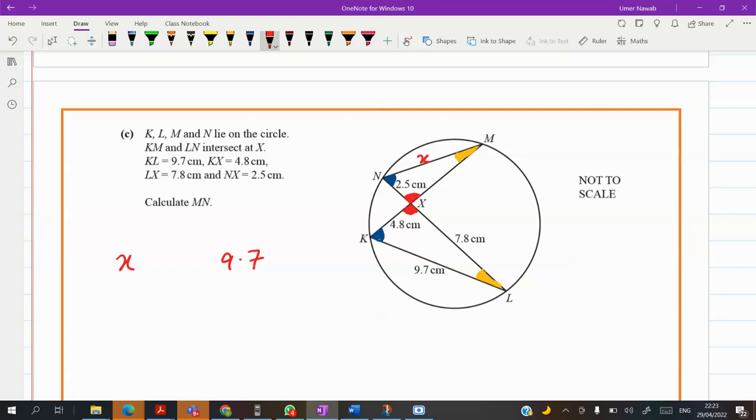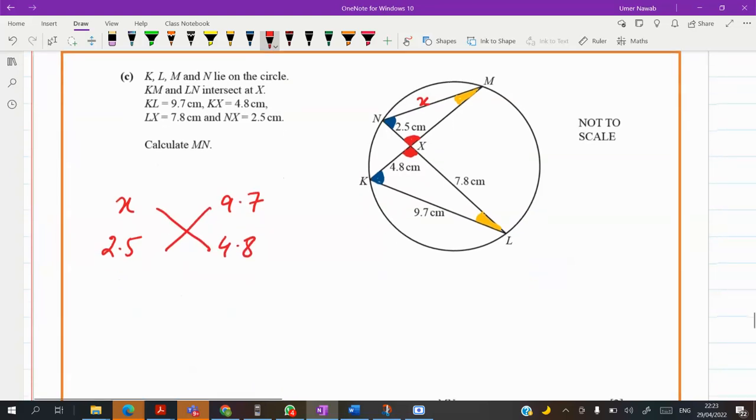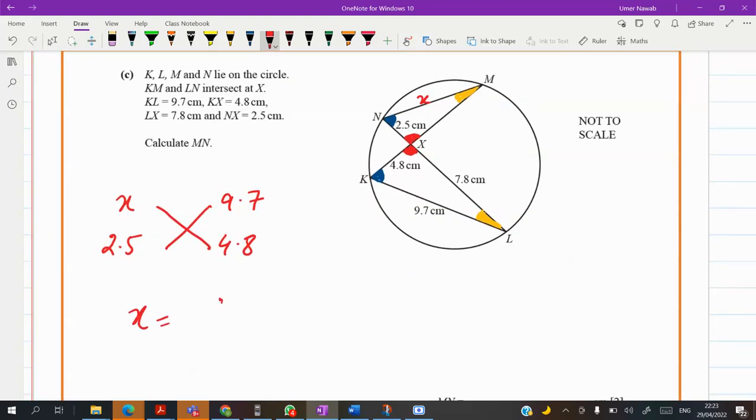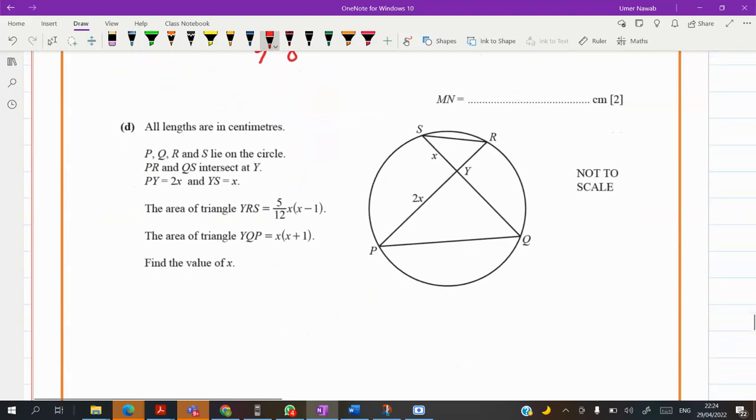you have to take those sides which are opposite to the same angle. So take those two sides which are given to you. So the sides which are opposite to the golden angle, they are given 2.5 and 4.8. 2.5 and 4.8, and then do the cross. So x is equal to 9.7 times 2.5 over 4.8. That gives you the answer.